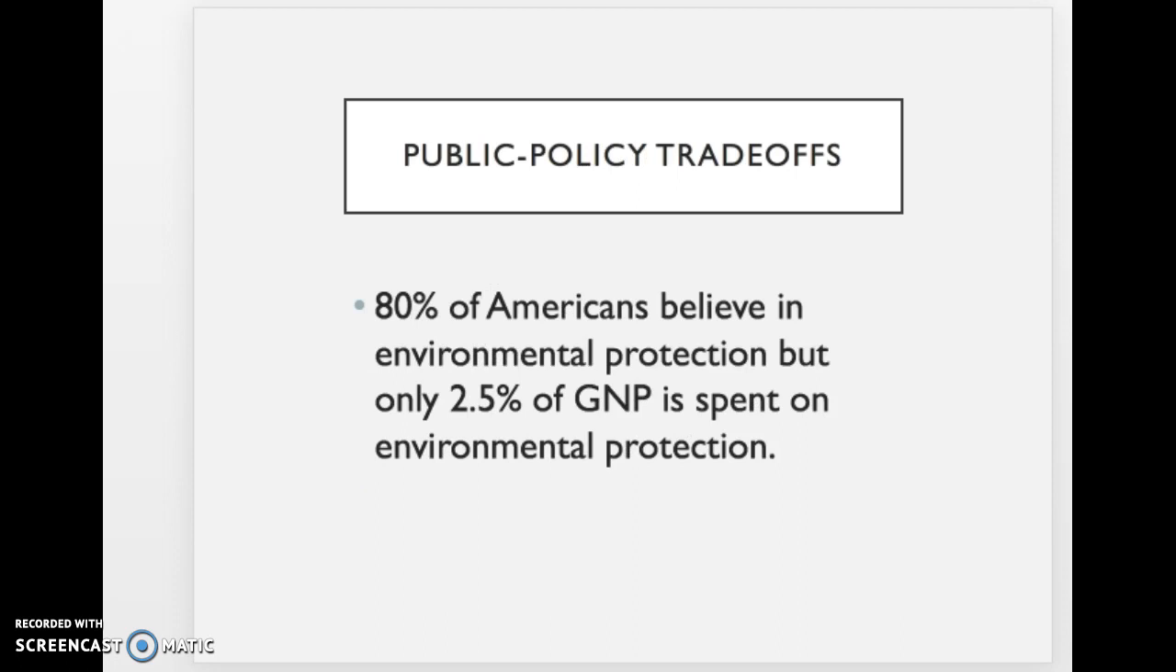Surveys have shown that about 80% of Americans believe in some sort of environmental protection, but only 2.5% of the gross national product is actually spent on environmental protection. This may seem alarming, or you may not be surprised. Really, there are all sorts of public policy trade-offs at work here. Why don't we spend more on the environment if the vast majority of Americans believe in some sort of protection, including doing something about climate change? Why don't we do more if there's so much support?